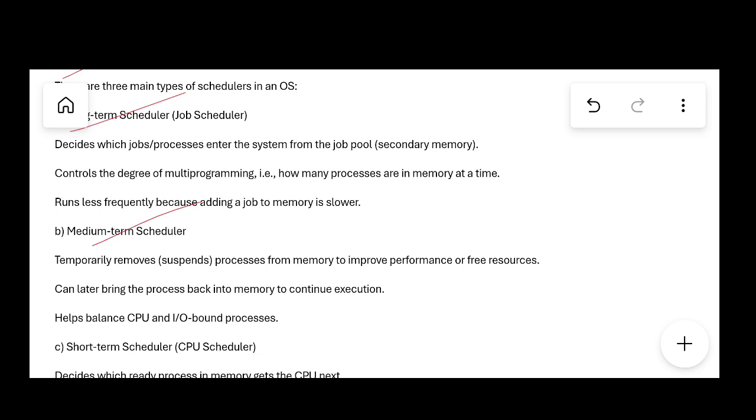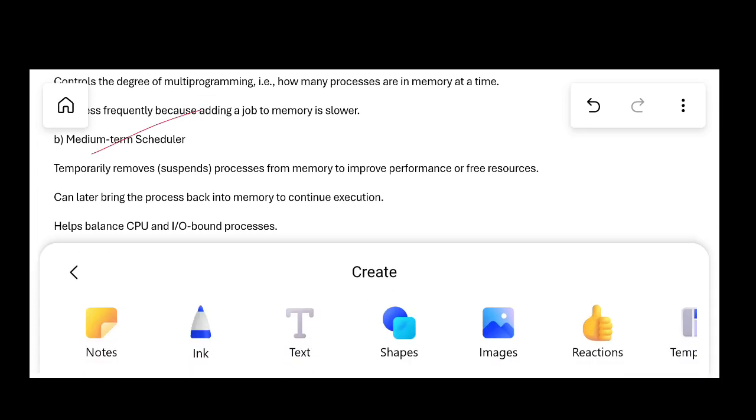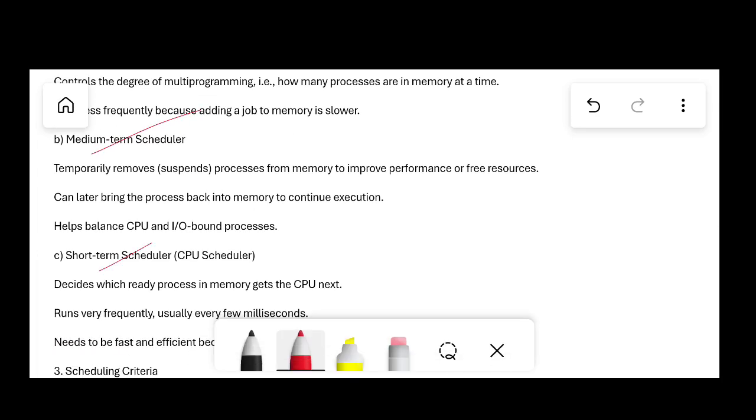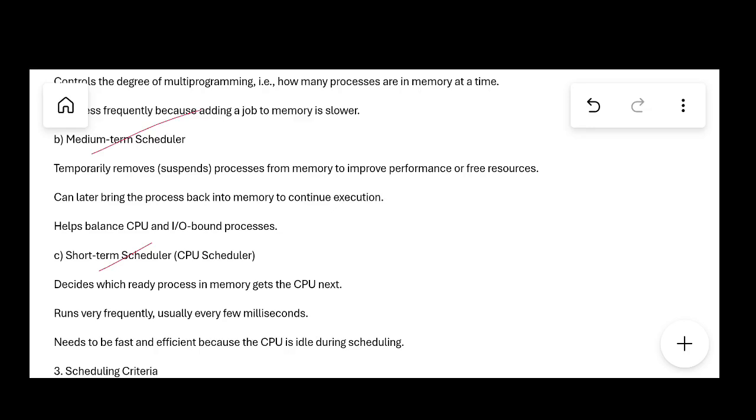Then the short term scheduler, which means the CPU scheduler. This is like the floor manager inside the club deciding who gets to dance next. It picks a process from the ready queue and gives it to the CPU. It runs very frequently because the CPU must not stay idle, so it needs to be super fast.